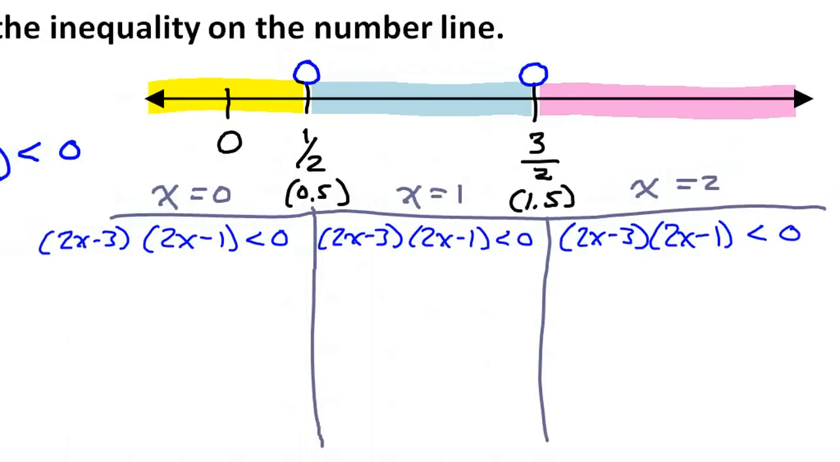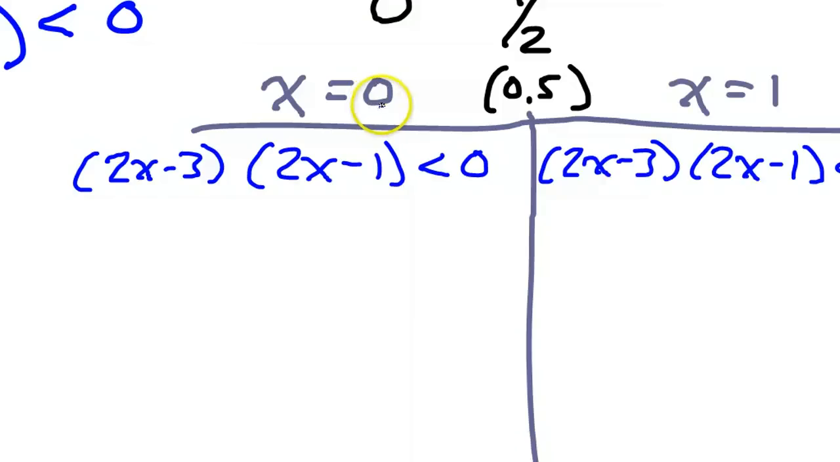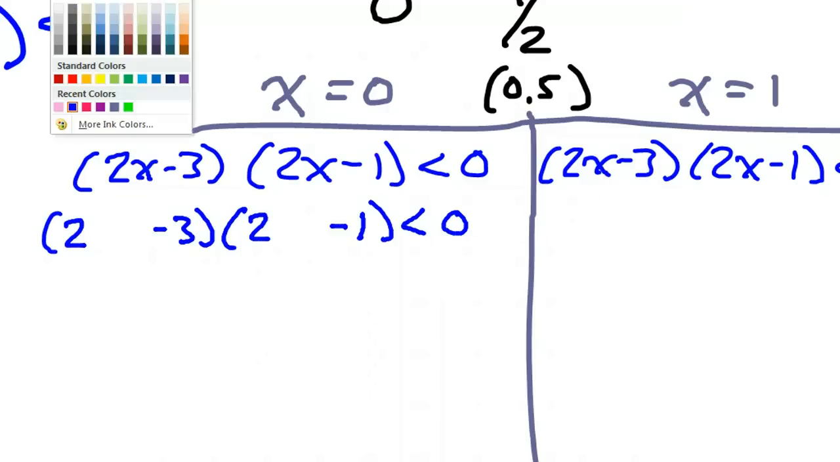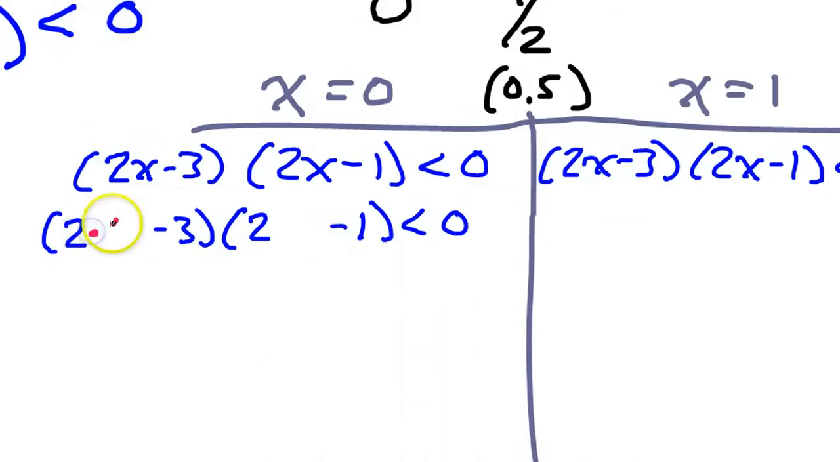Alright, let me zoom in more. Okay, my first test value is 0. So I'm going to substitute in 0 for these x's. Let me set this up real quick because I want to change colors if I may. I'm substituting in 0, so I'm doing 2 times 0 minus 3 and 2 times 0 minus 1. I just want to emphasize that. And we're trying to see, is x equals 0 a solution to this inequality?